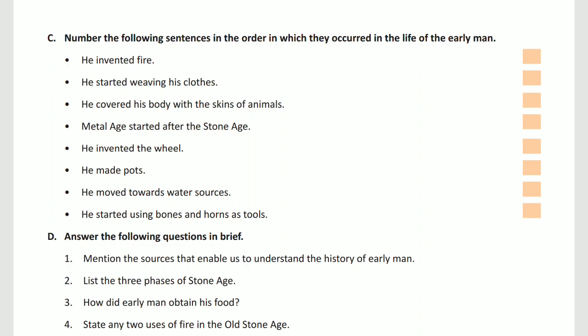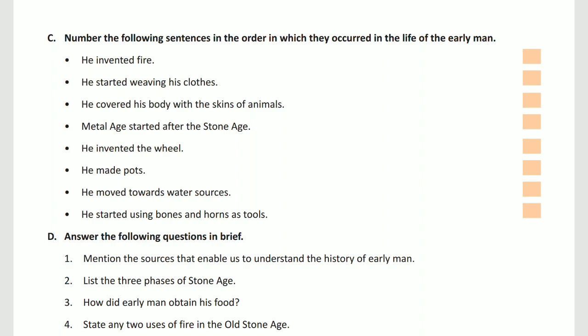Sixth, metal age started after the Stone Age. No, this is not sixth. The invention of the wheel is the sixth point. Seventh point, he made pots. After that they started making pots, then baked pots. Now number 8 we will write metal age started after the Stone Age. And total, 8 points only.